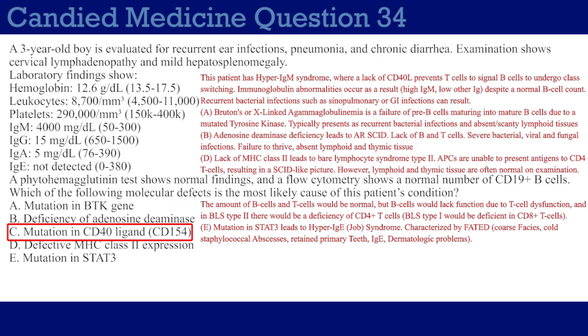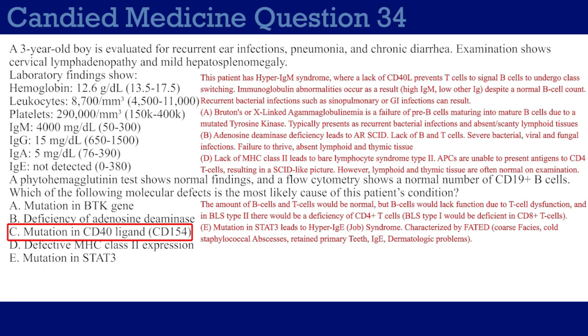And that brings us to choice E, which is STAT3 mutation. That's hyper IgE/Job syndrome. This is also a relatively low yield condition. I would still know it. It comes up from time to time, probably more than the rarer forms of SCID. Hyper IgE syndrome is characterized with FATED. F is for coarse facies, A is for abscesses, usually staphylococcal, T is for teeth, as in retained primary teeth, E is for IgE, and D is for dermatologic problems. There's usually a rash that's kind of like an eczema-like presentation for hyper IgE syndrome.